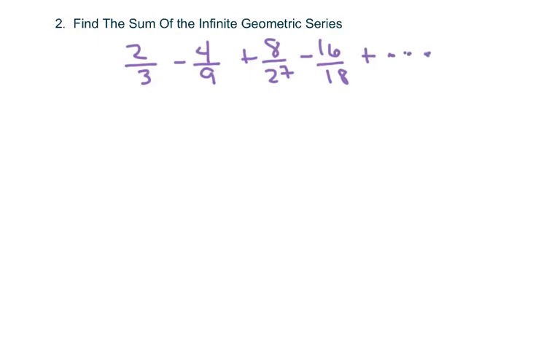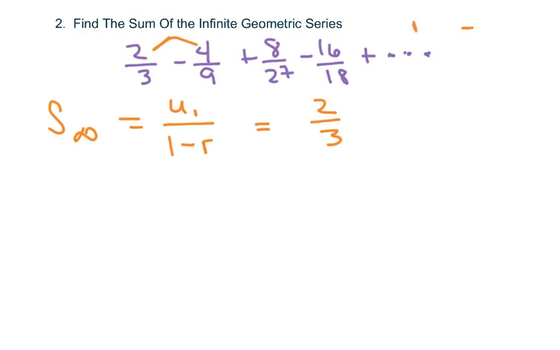So the first thing I'm going to do is write my formula down. This is your first term divided by 1 minus your r. So we have our first term, which is 2 over 3. And your r, you can either just visually see that it's going to be negative 2/3, that you have to multiply by negative 2/3 to get from here to there, or you just divide negative 4/9 by 2/3.